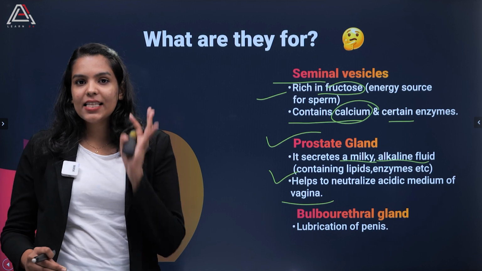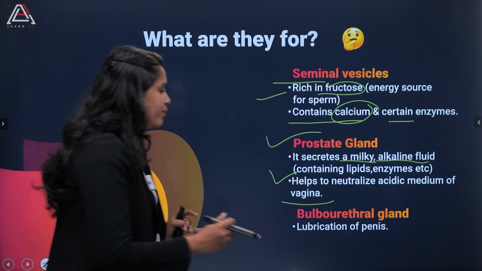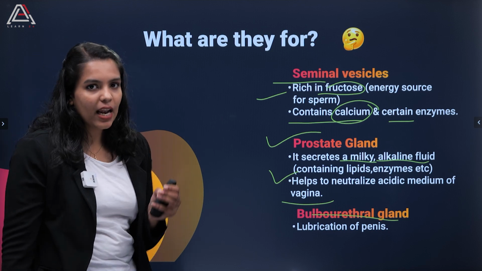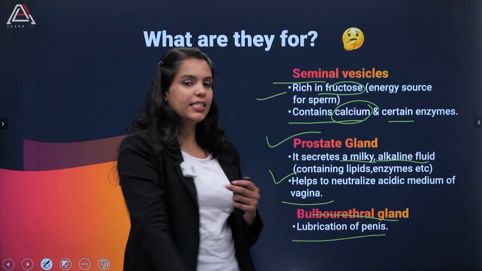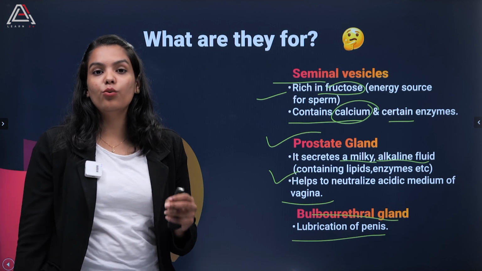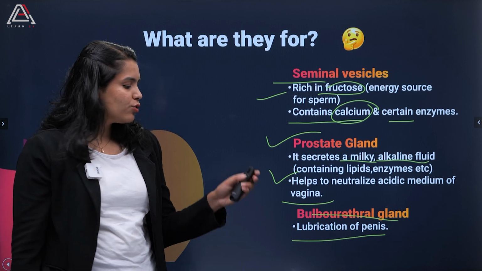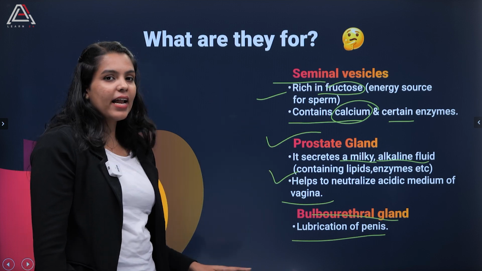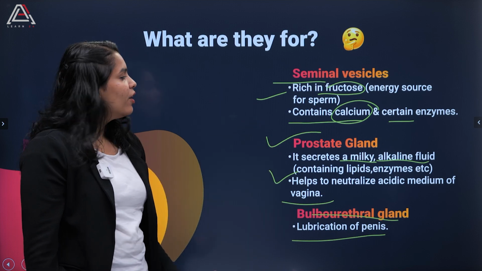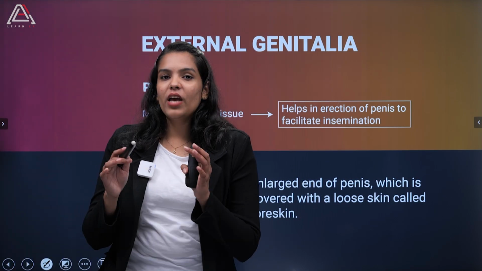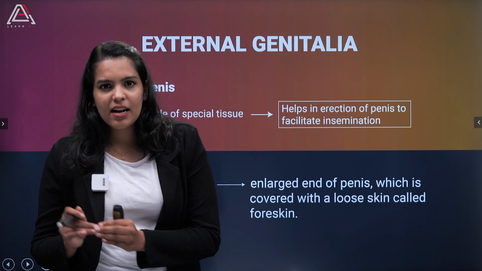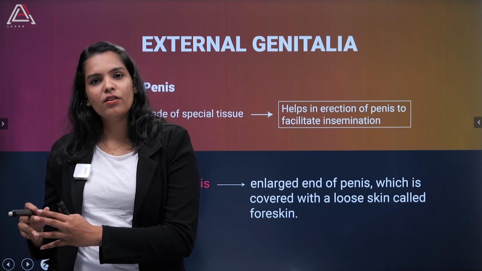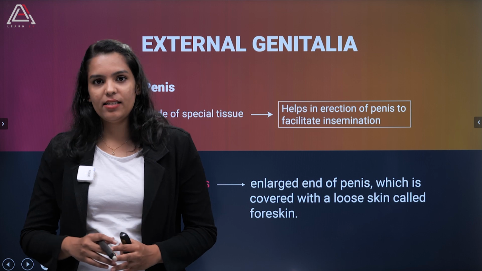Moving on to the third and last gland, the bulbourethral or Cowper's gland. This gland helps in the lubrication of the penis. So these were the glands: seminal vesicle, prostate gland and bulbourethral gland. Okay, so we have already covered the accessory glands, the accessory ducts, and the testis itself.